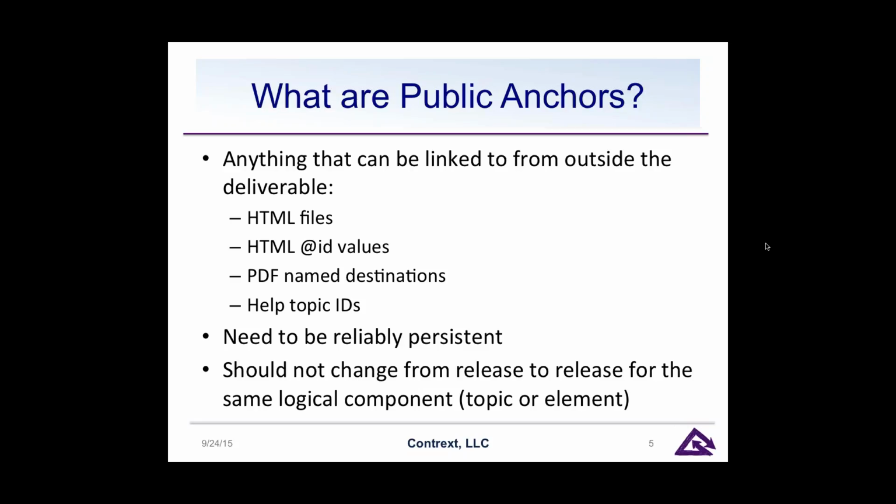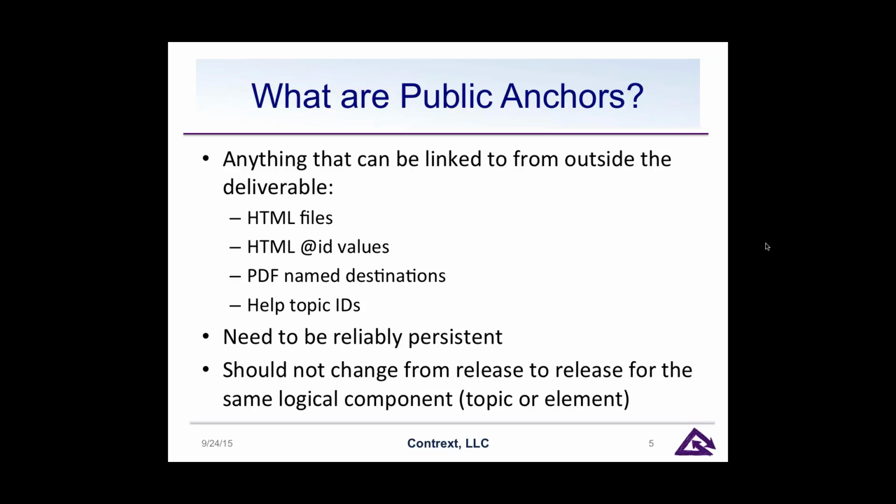A public anchor is anything that can be linked to from outside the deliverable itself, right? So if I'm publishing HTML files, the names of those files and where they are within the website directory structure are public anchors, right? Because I can create a link directly to that. I can bookmark it in my web browser. I can create another HTML page that links to it and so forth. That's a public anchor. Within the HTML files, you might have ID values.